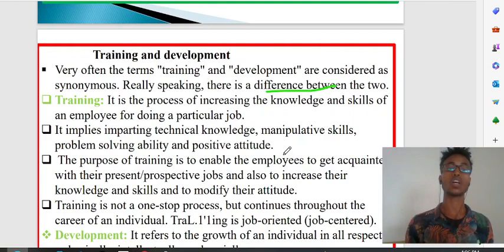Training, as we call it, is a process of increasing the knowledge and skill of an employee for doing a particular job.